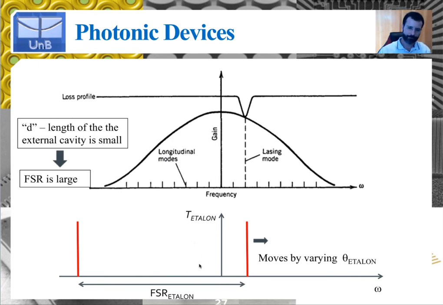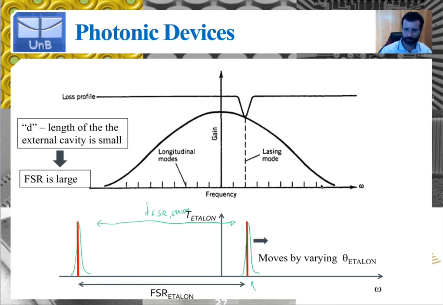So if we look at the spectral response of the etalon, it would look like this, right? The transmittance would be different than zero only at the resonant frequencies, okay? But these resonant frequencies would be much farther apart because the FSR for an etalon is much greater than for the internal cavity of the laser. Again, the FSR is inversely proportional to the length of the cavity. Because the internal cavity of the Fabry-Perot laser is so large, the FSR is small.